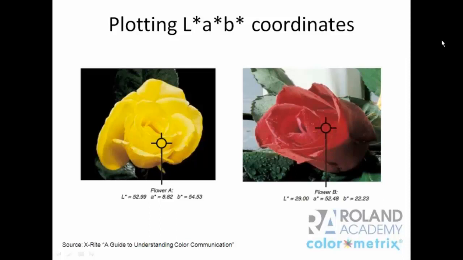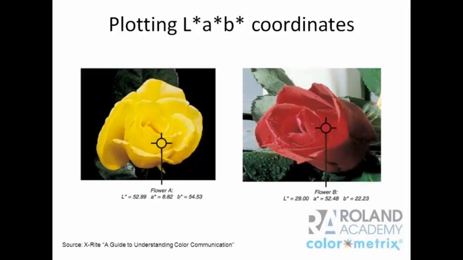So we've got these two roses, a yellow rose and a red rose. And what they've done is they've shown you the LAB values below each one of those. So if you just look at those numerically, you have an L of 52 versus an L of 29. Those are very different, so they have a very different lightness. And an A of 8 versus an A of 52, so they have a very different value along the axis which is green to red. And then they also have a very different B value, which is along that orange to blue axis.